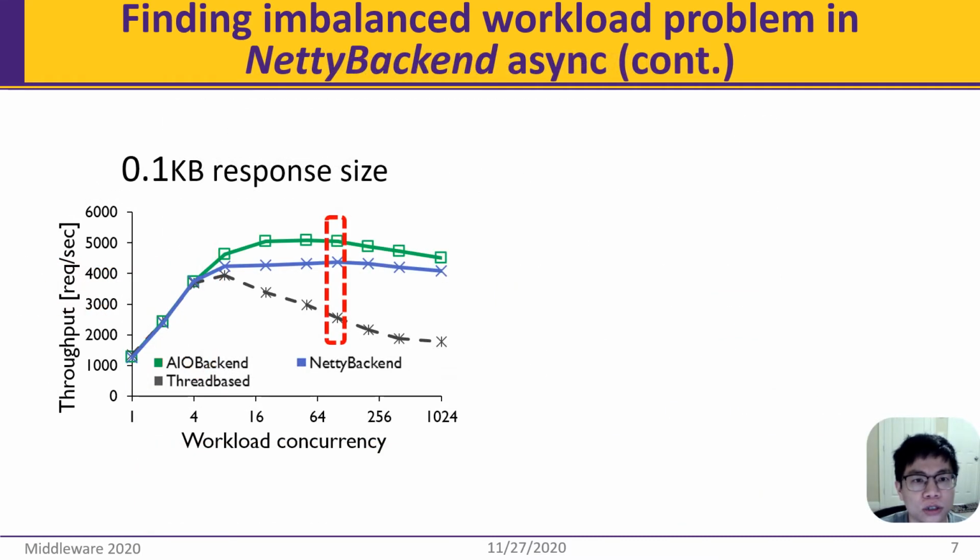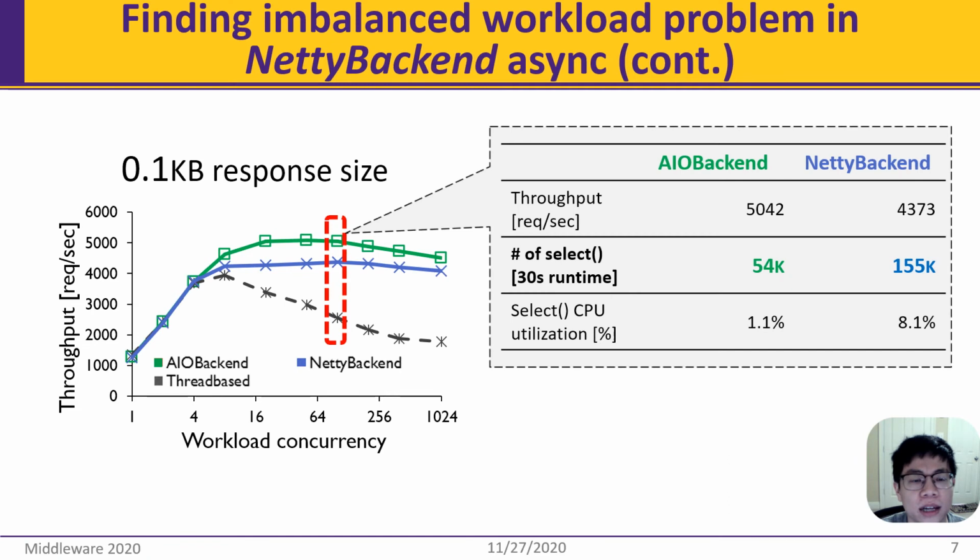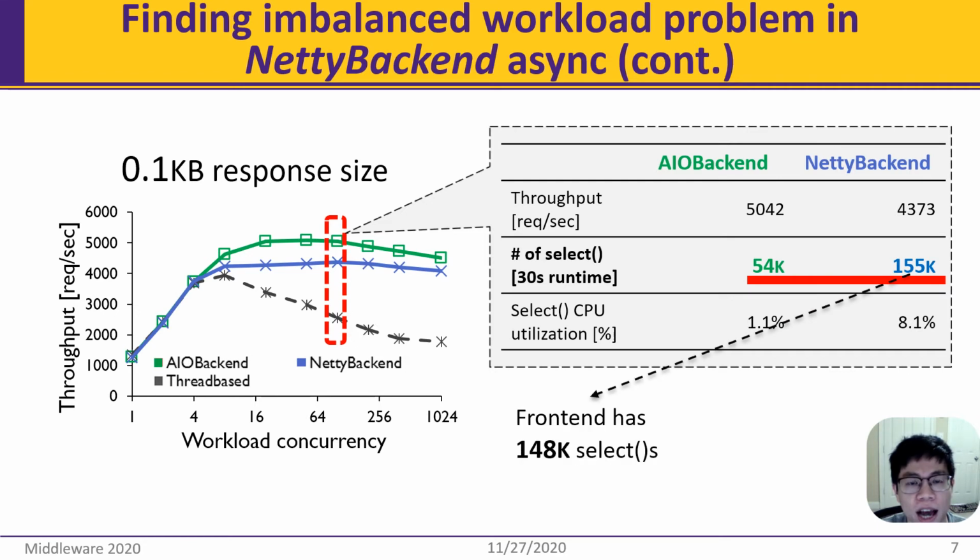The left figure shows the native backend achieves about 55% less throughput than the AL backend when the workload concurrency is 100. Our further analysis shows that the native backend has nearly 3 times as many select system calls as the AL backend. The CPU usage of the system call select in the native backend is also 7% more than that in the AL backend. If we go into details even further, we found that 148K out of 155K select system calls are invoked in the front reactor thread, and only 7K are invoked in the backend reactor thread.